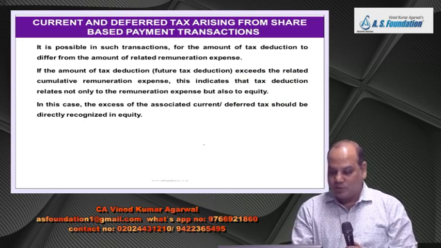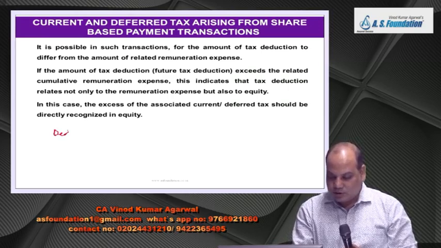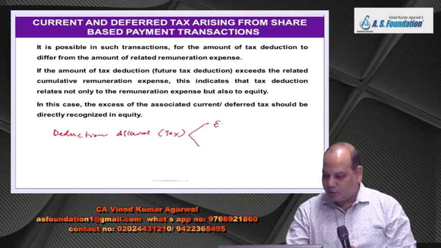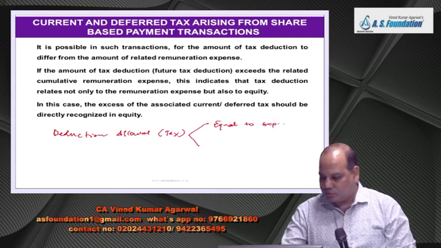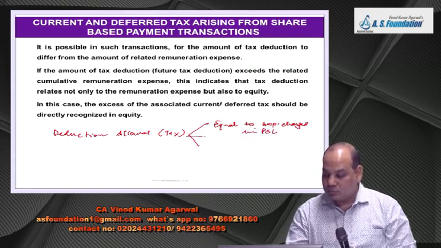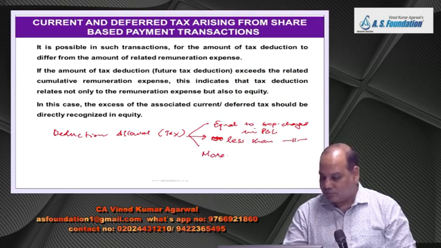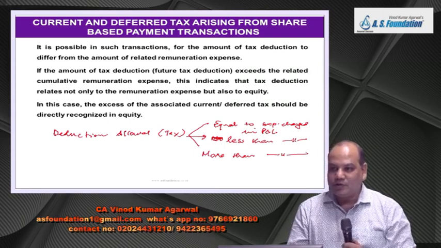Now here again there are three possibilities. Deduction allowed under tax law may be equal to your expense charged in the P&L account. Maybe first I'll write less than the expense charged in the P&L account, and maybe more than the expense charged in the profit and loss account.